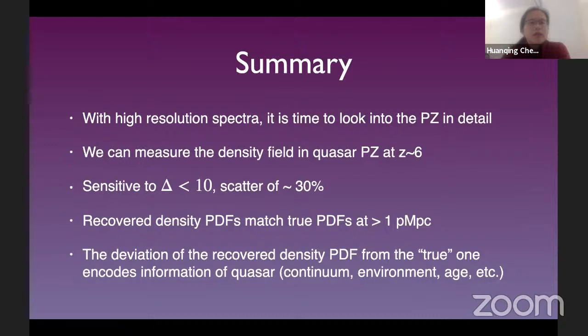And the last point I want to mention is that nowadays we constrain the cosmology quite well, so we can model the true density PDF very well. And by comparing the recovered density PDF to the true one, we can constrain more quantities of the quasar itself, for example, their intrinsic spectra, their environment, and age, and so on.